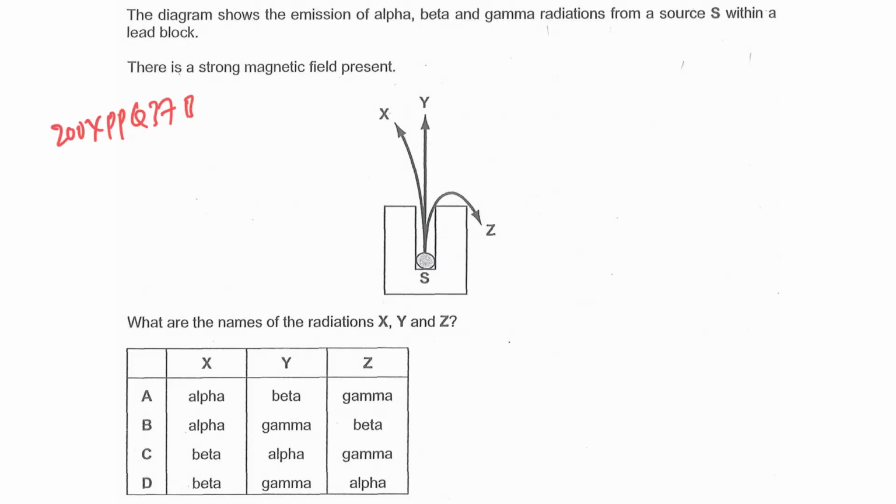Next question here. There are 3 emissions here, alpha, beta, and gamma, from a source S within the lab block, and there's a strong magnetic field present.